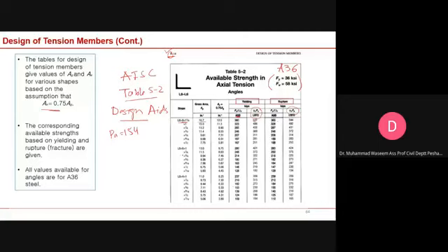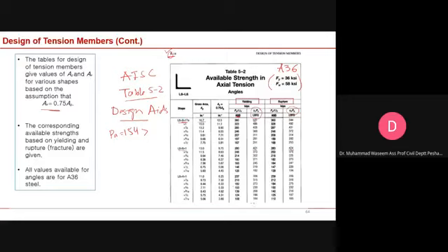For example, if there is this angle, 8 by 6 by 1, it has a capacity for excessive deformation of 421 kips, and in rupture it is 424, and this is greater than this Pu value. You can select this shape, but this will not be economical.